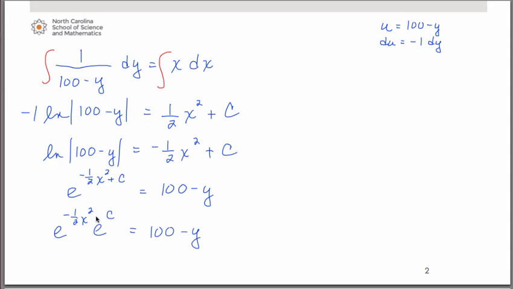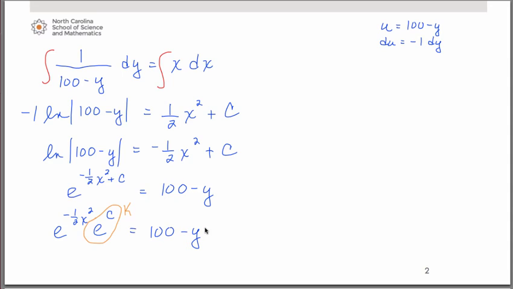e to the c, however, simply is another constant. You can use any letter to represent that. I often use k, but some people use capital N. Some even use still c, because it just represents a new and improved c. You can really use anything you'd like.